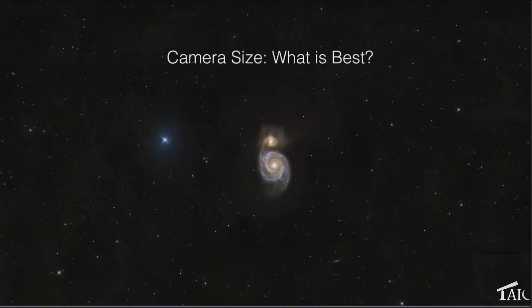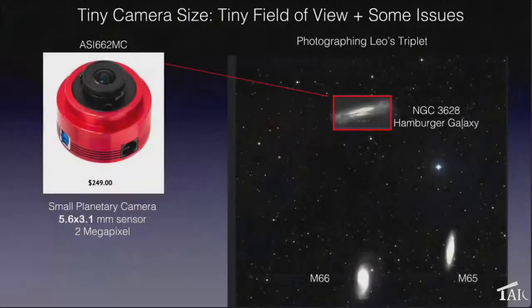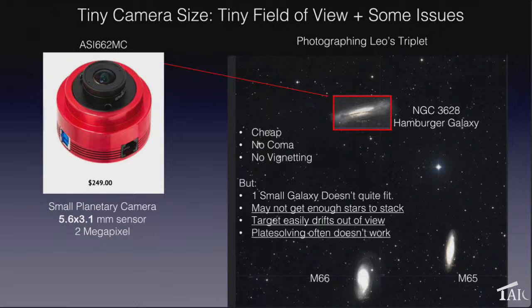And then I have a little bit on what camera size is best. So real quick, if you get too tiny a camera, like a little tiny sensor planetary camera, this one's a 5x3mm. Then if you try to do something like this small Hamburger Galaxy, that's a pretty small galaxy, you can't even frame it. It may be cheap and there may be no coma, no vignetting, and so forth, because it's such a small sensor, but even one small galaxy doesn't fit. It may not find enough stars to stack. You have trouble stacking when you have such a small field of view and the target drifts out of the field of view so fast. And plate solving often doesn't work. So I give that a red.